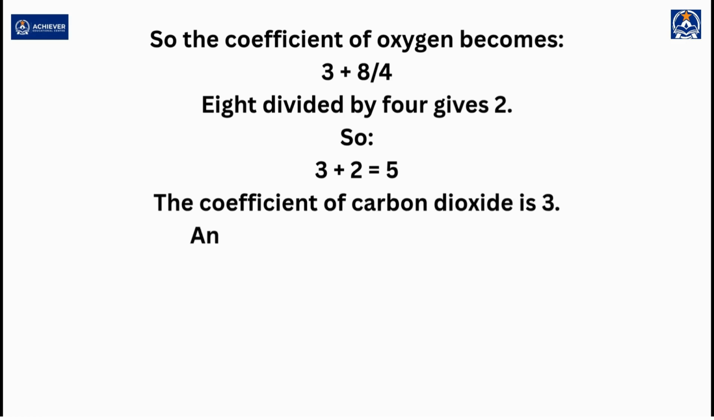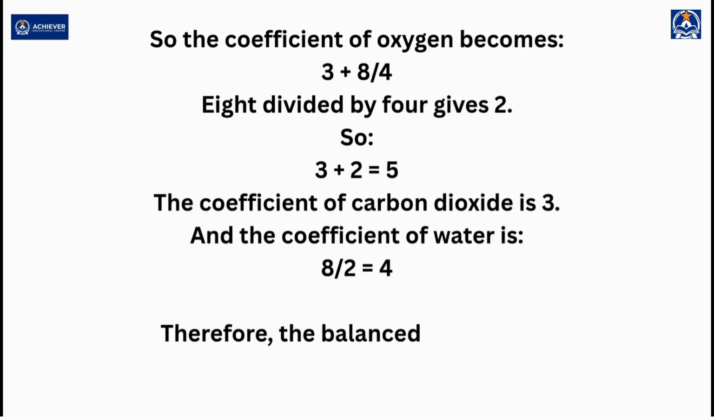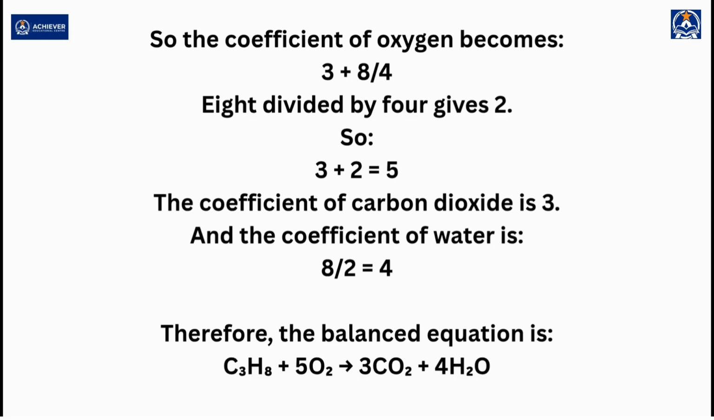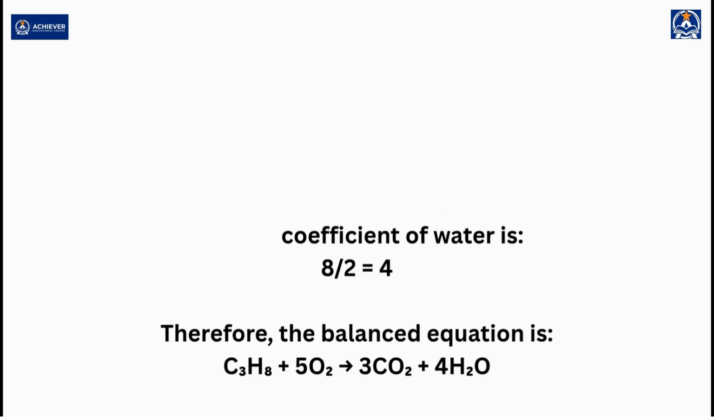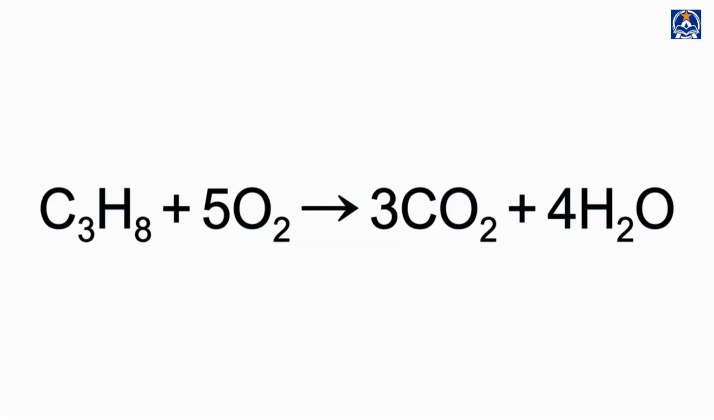The coefficient of carbon dioxide is 3. And the coefficient of water is 8 divided by 2. That gives 4. Therefore, the balanced equation is C3H8 plus 5O2 gives 3CO2 plus 4H2O. Let's check. Carbon, 3 and 3. Hydrogen, 8 and 8. Oxygen, 10 on the left, 10 on the right. Now the equation is balanced.